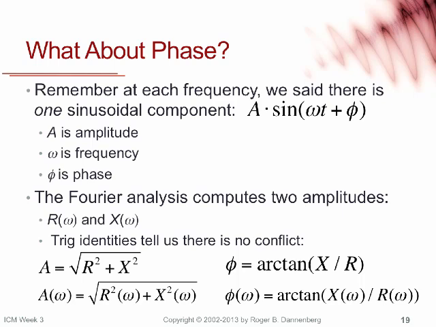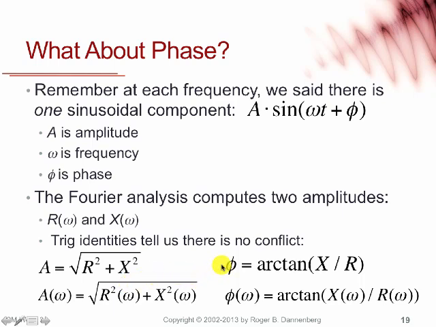So the amplitude represented by r of omega and x of omega is this equation down here. We take r squared plus x squared, take the square root, and that's the amplitude. Or we could say A as a function of omega is r of omega squared plus x of omega squared, and take the square root of that. Same thing.